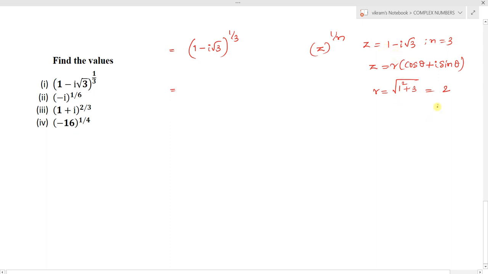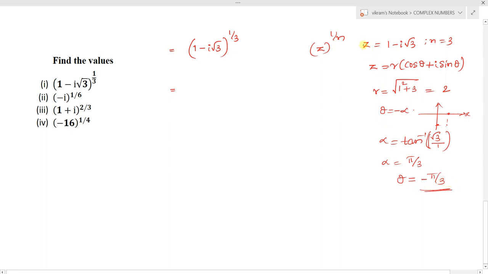Positive x on the real axis and imaginary. So that means 1 and minus root 3, that means i times minus root 3, in the fourth quadrant. In the fourth quadrant, theta equals minus alpha, where alpha equals tan inverse of the imaginary part root 3 by the real part 1. Simply considering the modulus, alpha equals 60 degrees, that means pi by 3, where the argument theta equals minus alpha, that means minus pi by 3.